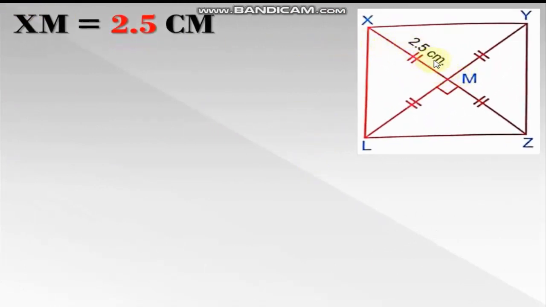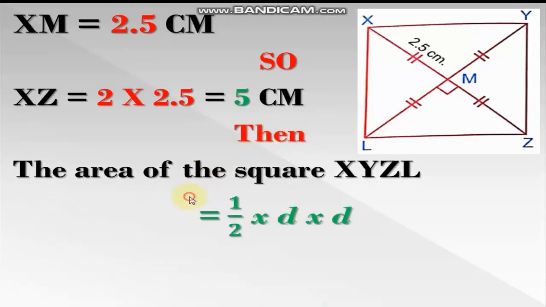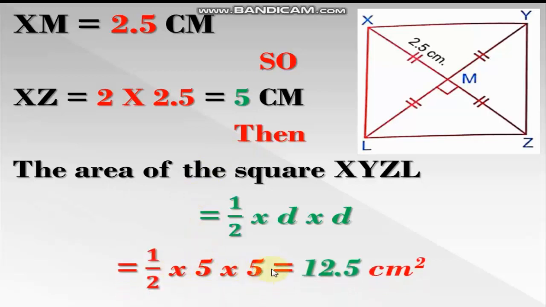XM here equals 2.5 centimeters. So we can say that XZ equals 2 times 2.5 equals 5 centimeters. So we can say that XZ here equals 5 centimeters and XZ is a diagonal of a square. So we can find the area of this square with knowing its diagonal. The diagonal here is 5 centimeters, so it will be half times 5 times 5. Half times 5 times 5 equals 12.5 centimeter square.